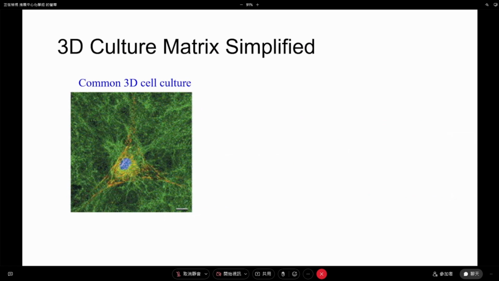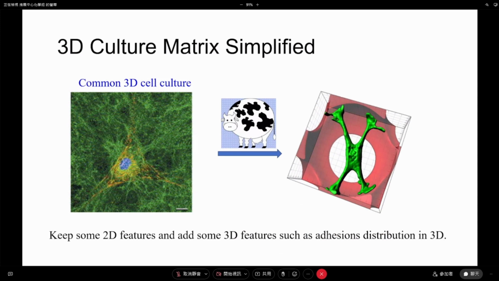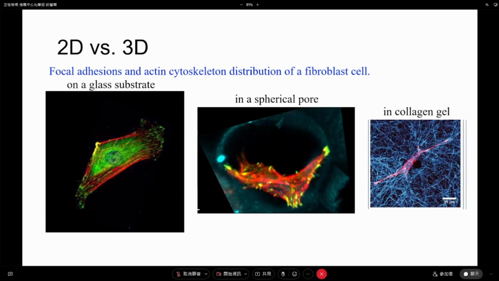So I took a very naive physicist approach, plastic chemistry into a sphere. So we turn this complicated matrix into a spherical pore. And I'm trying to show, so this will keep some key features, but the essential part is that adhesions are distributed in 3D. And I'll show you mathematically, this is really a 3D culture because this, oh, I have to breathe.